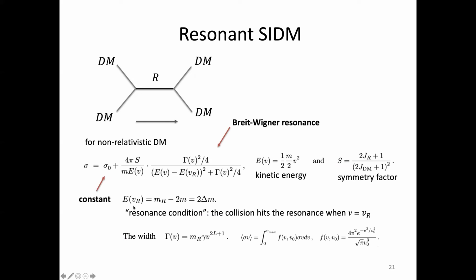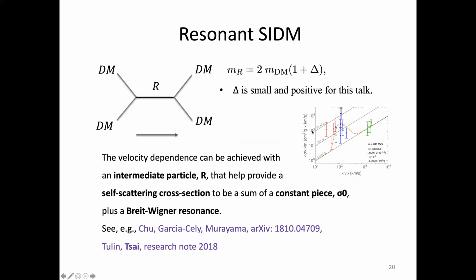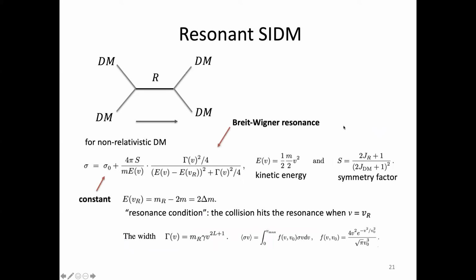So the peak will be reached when you match your kinetic energy to the difference between the mass of 2 times the dark matter and the resonance mass. So there's a difference between m_R minus 2m of the dark matter, which is 2 delta m. And this is why this delta can change your resonance location in V. And it has to be chosen so that the resonance is reached around 100 kilometers per second thermal velocity averaging. So it will be reached here. So that will be the story.